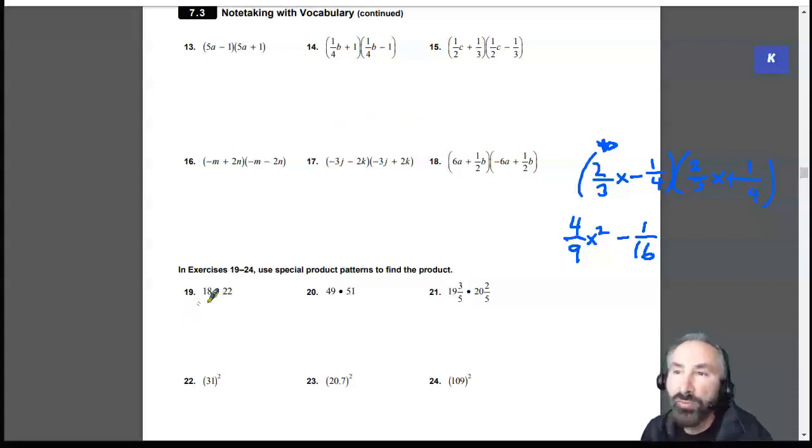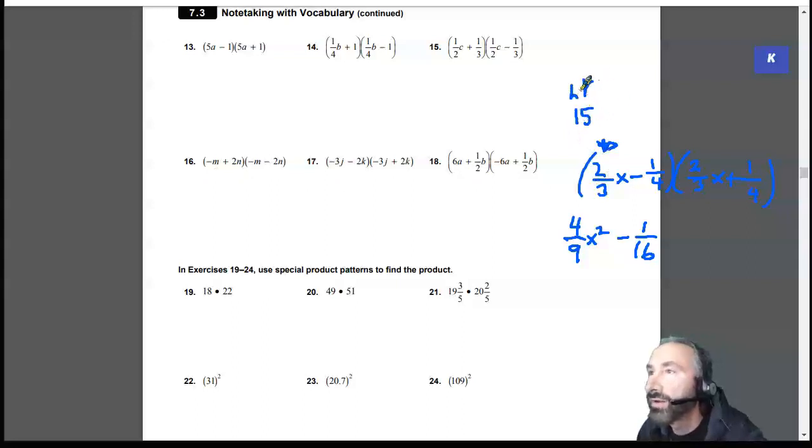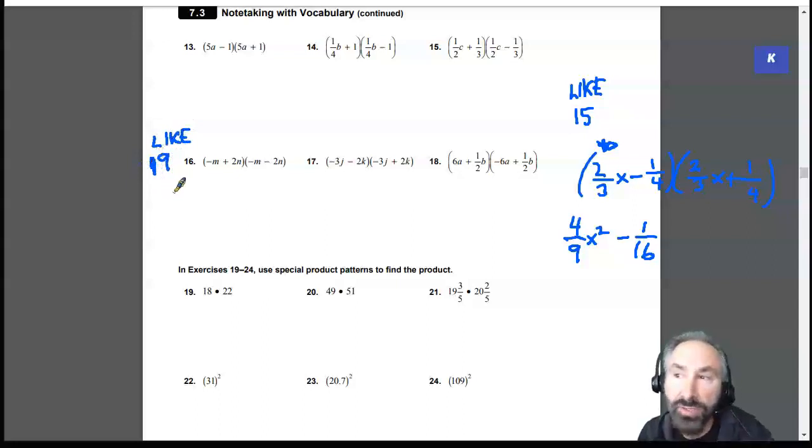Also, you might freak out when you get to 19 through 24, but don't freak out. Again, let me give you some idea of what you can do with these. This example was something like 15. Let me give you an example of something that is like 19, and then I'll let you try to use a similar idea for 20 through 24. With 18 times 22, they ask you to use special patterns to find the product. What they expect you to do is this.